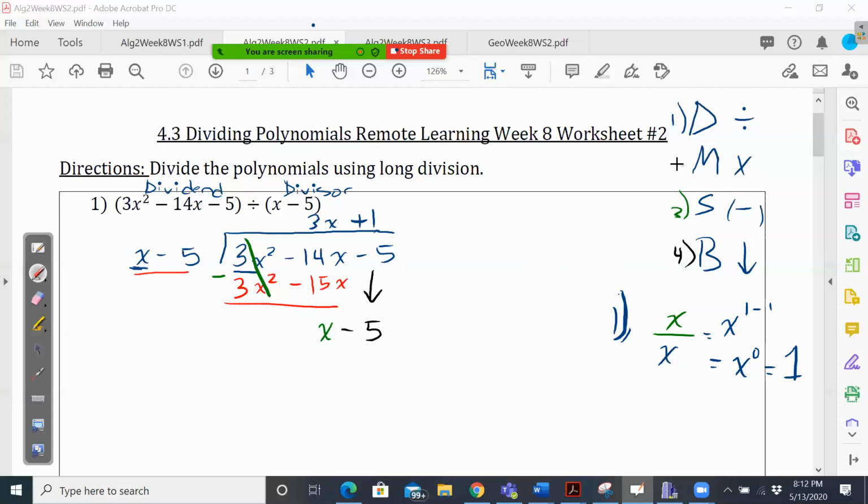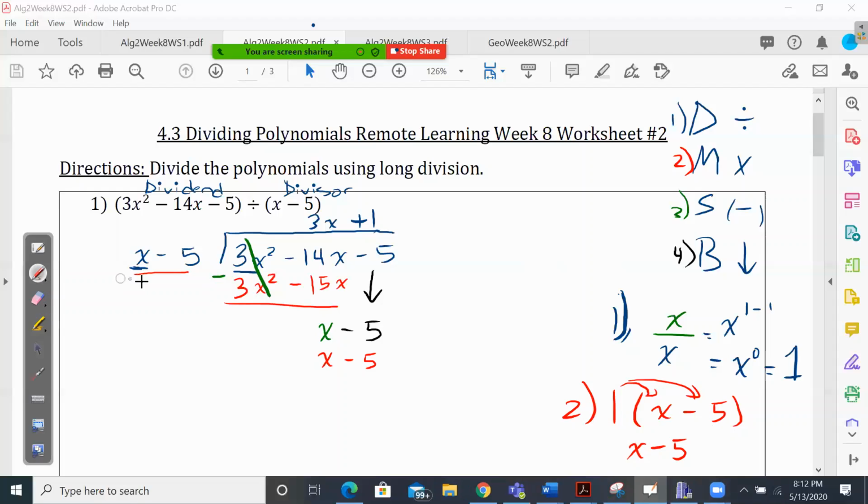Now we're going to move to our second step, which is to multiply. And remember, we are multiplying whatever we got on top times the divisor. It's always going to be that divisor. So you're going to do 1 times x minus 5. Now, we know that anything times 1 is itself. So even if I distributed this, 1 times x, I'm still going to get x. 1 times negative 5, I'm still going to get negative 5. So this one I could write underneath. And then I could go on to my third step, which is to subtract.